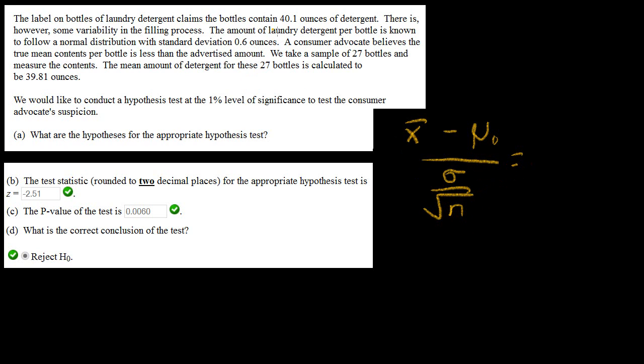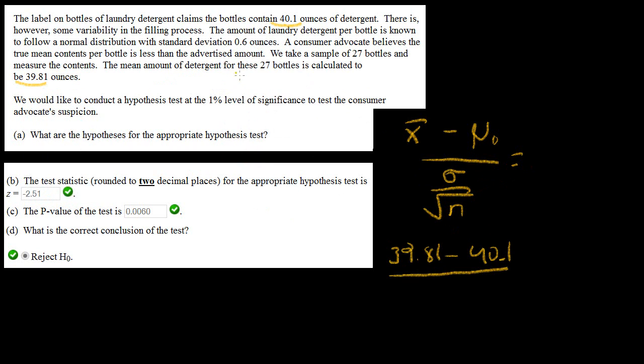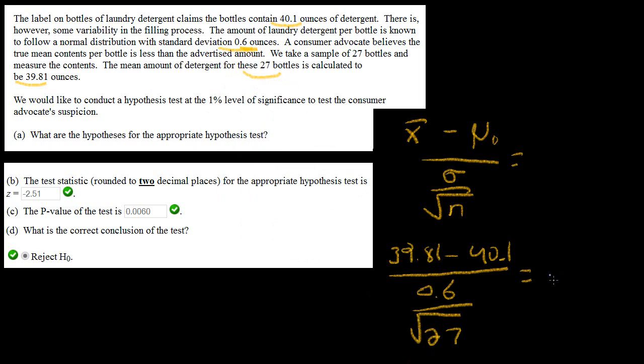Looking at the question, we can see we have a null hypothesis mean of 40.1, so we have a 40.1 here. The sample mean is given as 39.81. Standard deviation being 0.6, divided by the square root of the sample size, which is 27. The outputted z-score would be -2.51. This is our test statistic. And as you can see, that is what we actually got here. Therefore, we know we are correct.